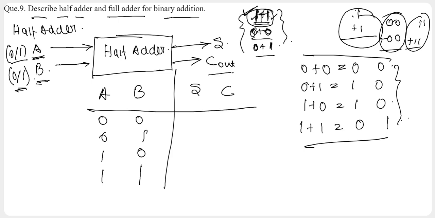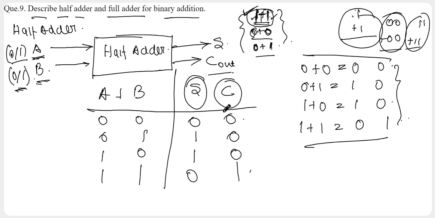now if we add 2 bits A and B, 0 plus 0 will give us 0 with a carry of 0, and 0 plus 1 will give us 1 as sum and a carry of 0, and 1 plus 0 will give us a sum of 1 and a carry of 0. Now 1 plus 1 will give us a sum of 0 and a carry of 1. Okay, so we will write the boolean expression for the sum and we will write the boolean expression for the carry.